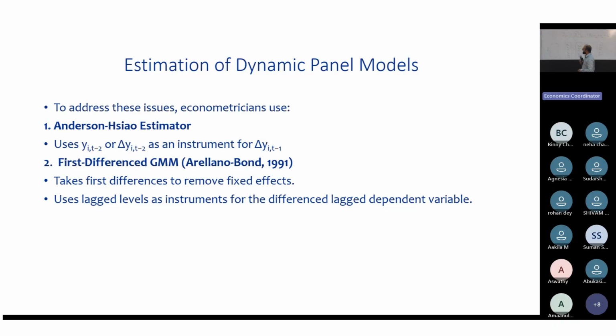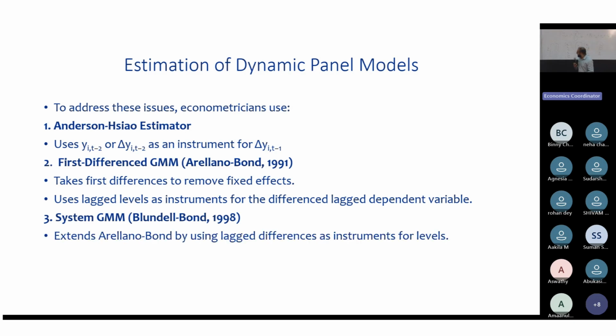They use the lag levels as instruments for the differenced lagged dependent variable. It had its own set of limitations, so Blundell and Bond, and Arellano and Bover, later came up with another paper where they add some more instrument variables. What they do is they use lagged differences as instruments for levels. We will write the specification, and you will get a little more clarity.